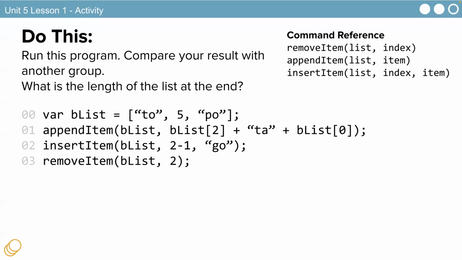So append item is going to take two parameters, if you will. The name of the list. We're always talking about the same list right now, but remember, when there are multiple lists, make sure you add them to the right list. And then you're going to add the thing. This is what you're adding to this list.